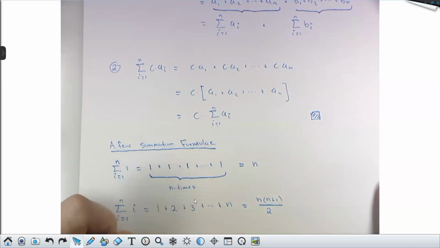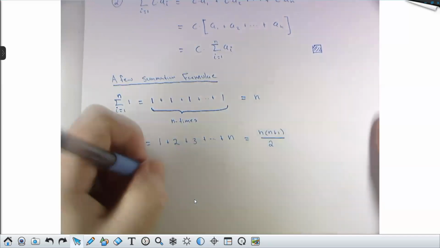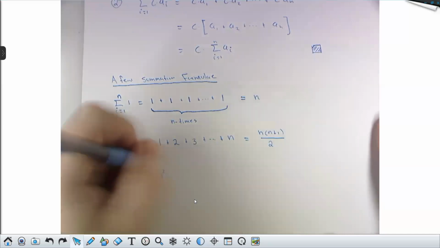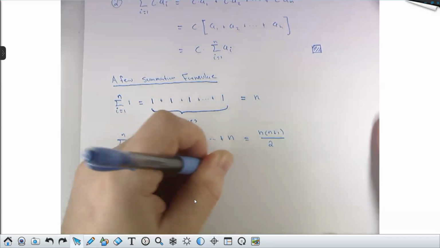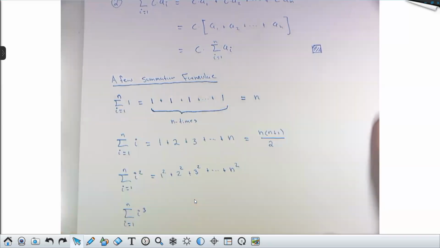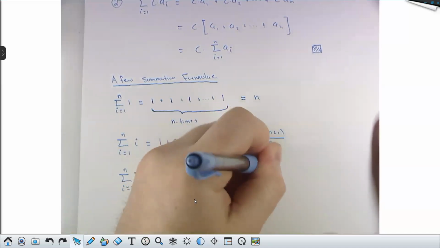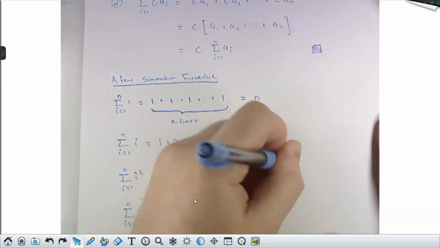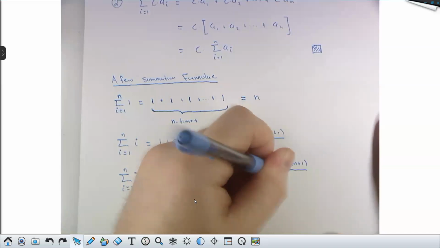They are the sum of the first n squares and the sum of the first n cubes. This first guy, of course, is just shorthand for 1 squared plus 2 squared plus 3 squared all the way out to n squared. And I think we used this in class on Wednesday. This is n times n plus 1 times 2n plus 1 all over 6.